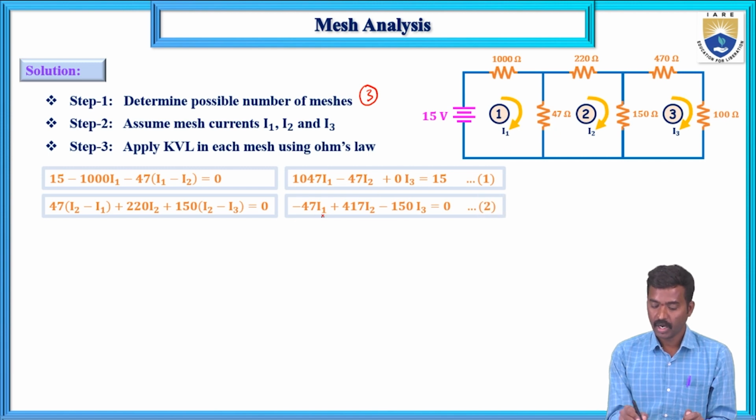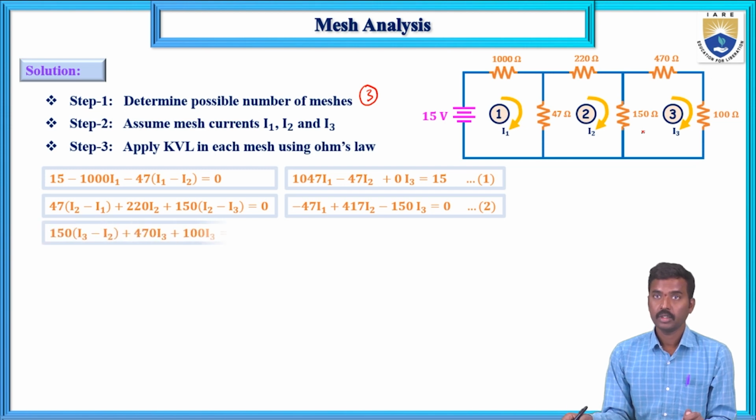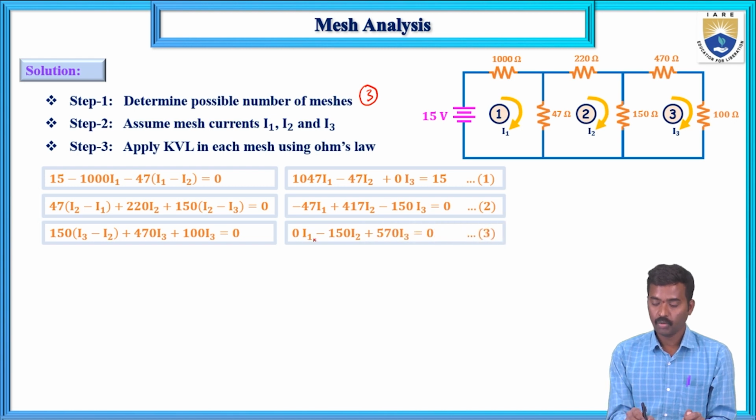Minus 47 I1, 220 plus 47 plus 150, 417 I2 minus 150 I3. KVL equation in the third mesh: 150 (I3 minus I2), 470 I3, 100 I3. So 0 I1 minus 150 I2 plus 570 I3 equals 0. Equation number 1, 2, 3.